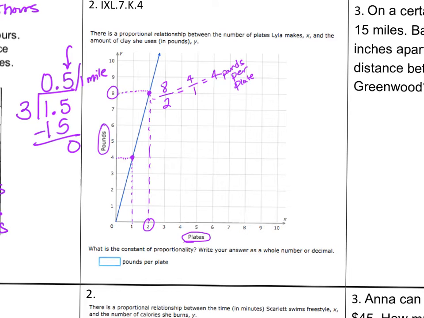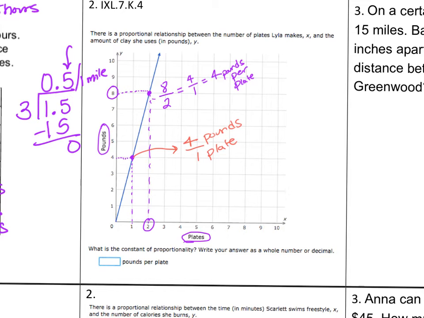You can also look here. You can find the unit rate by just looking at 1. 1 plate is 4 pounds because that's where it intersects with the line. So you could also write that ratio. So let's write that ratio in red now. So that little point is 4/1. And what does that mean? 4 pounds for 1 plate.